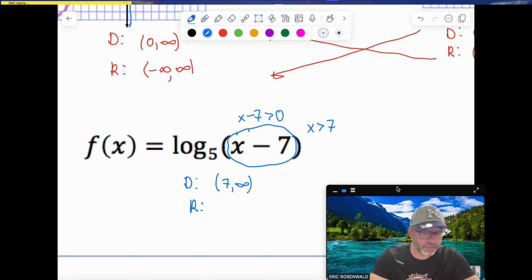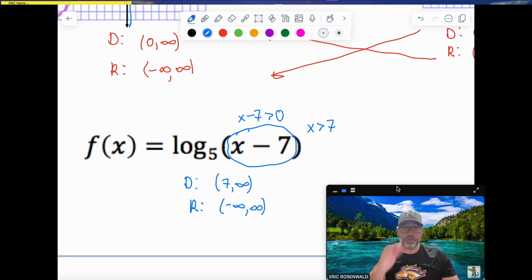And the range of this is still going to be negative infinity to infinity because all I did was I moved my curve, which was this. I moved my curve to the right 7. I didn't change the up and the down direction of it.